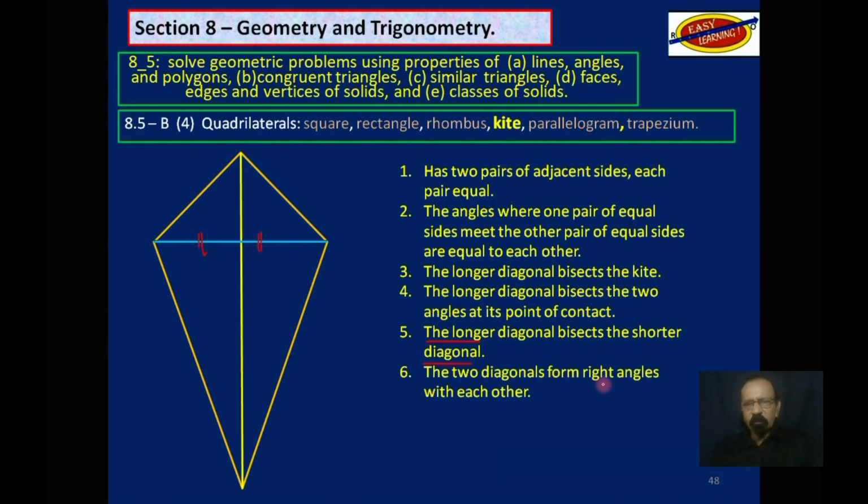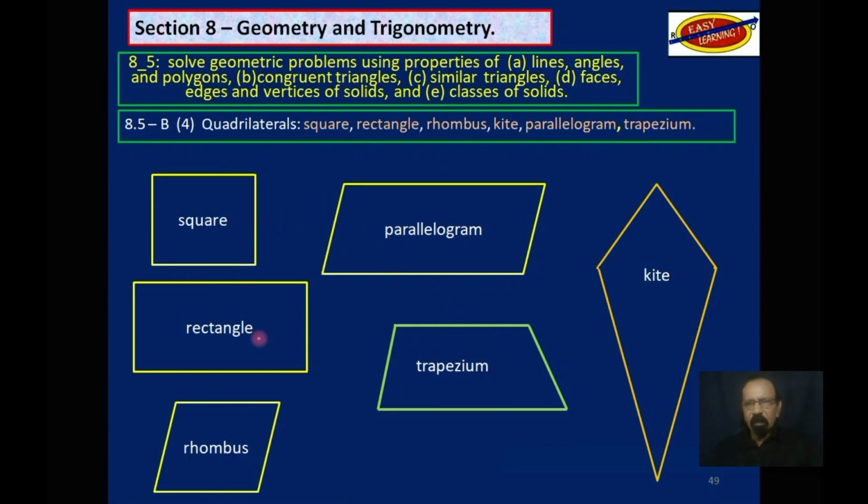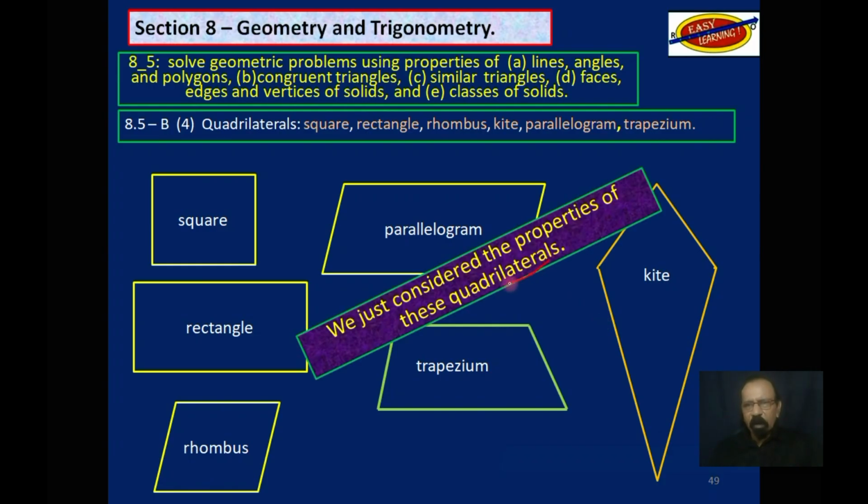The two diagonals form right angles with each other. So these are all right angles formed here. So those are 6 characteristics or 6 properties of a kite. So we have been looking at these and their properties. These are all quadrilaterals, 4-sided enclosed shapes.